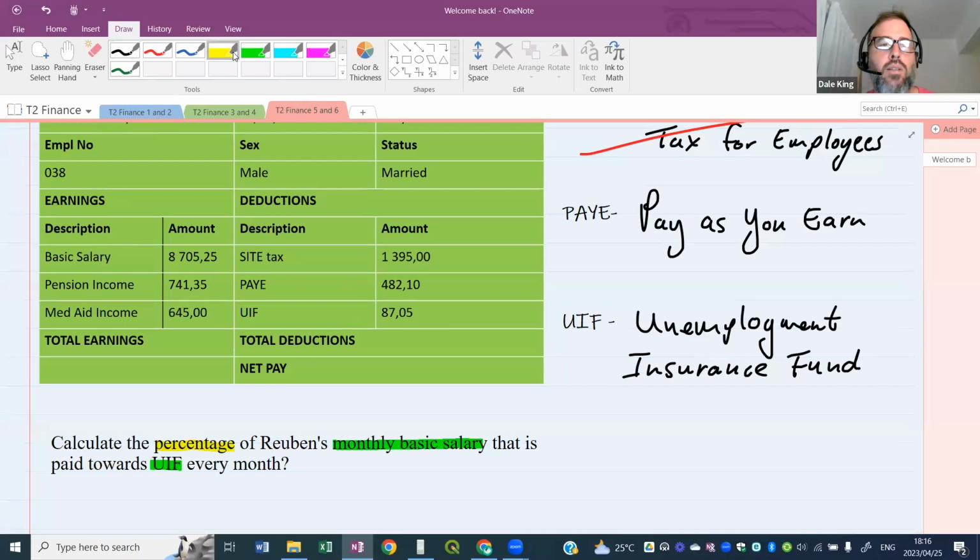Your basic salary value is up there, and here is the UIF. If you guys look closer, you could actually see exactly what the percentage is. Anyone, you can put your answers in chat once you've got it, and then we'll just quickly do the calculation just to show how we can actually prove.